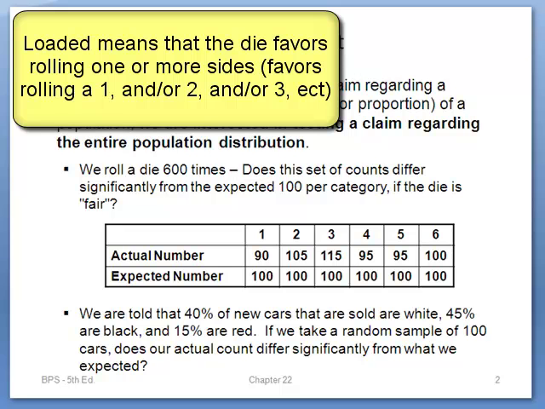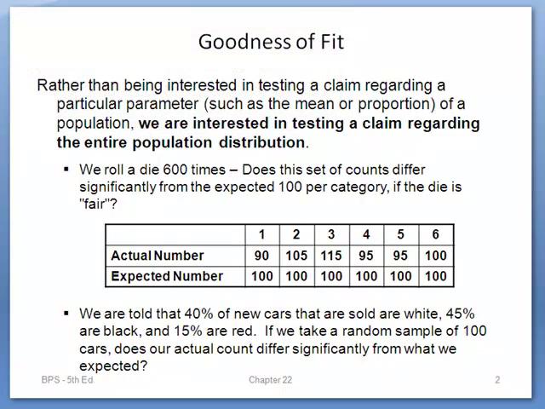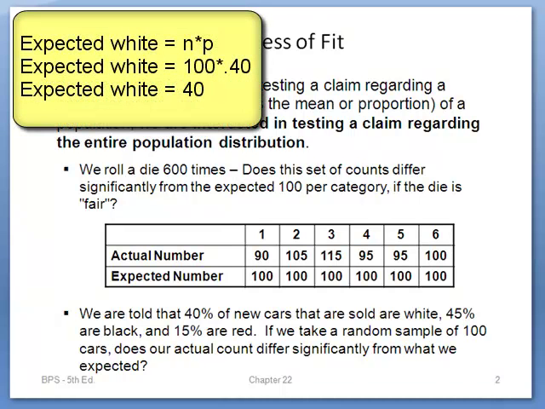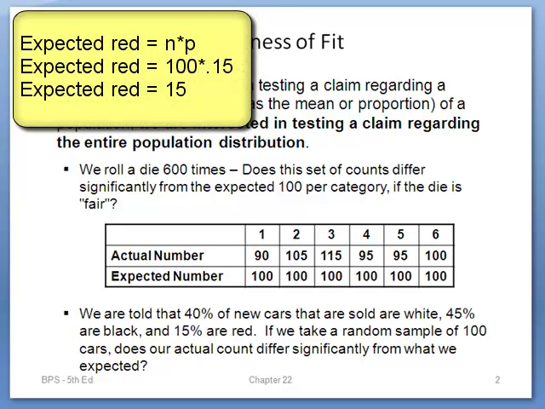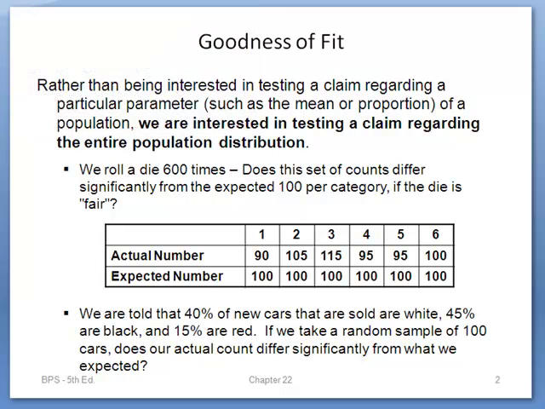Here's another problem. We're told that 40% of new cars that are sold are white, and 45% are black, and 15% are red. If we take a random sample of 100 cars, do our actual counts really differ significantly from what we expected? So we would expect to get 40 new cars that are white, 45 that are black, and 15 are red. But we'll do an actual count, and we would see, is there some difference from what the stated breakdown of the population is?